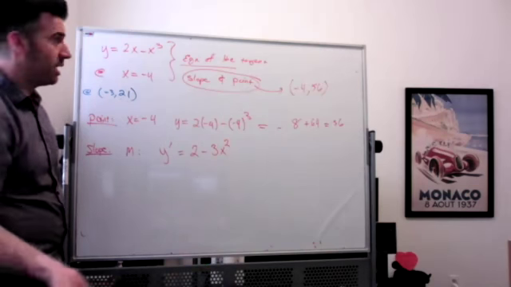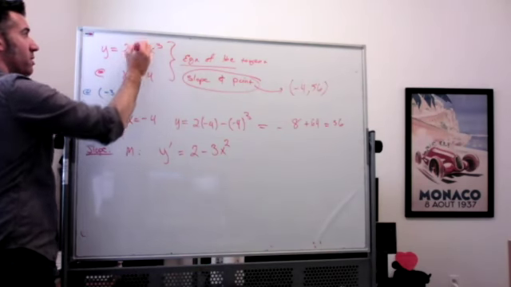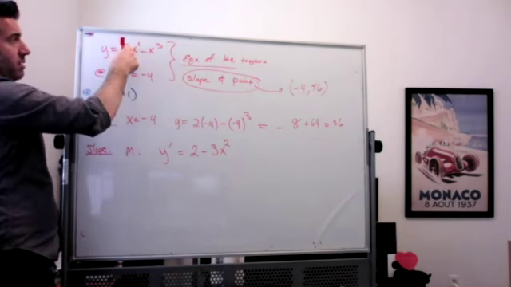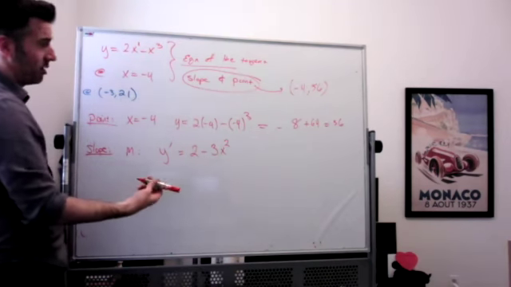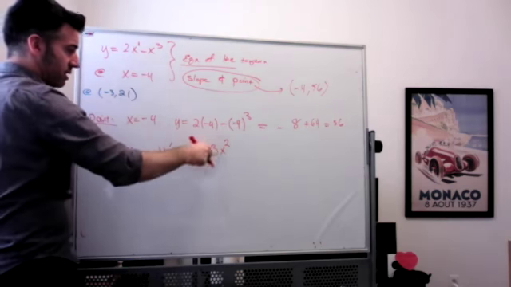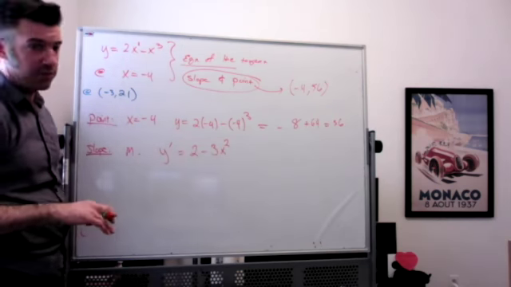Right, in each instance, I'm bringing down the power. So I'm getting 2 times 1 times x to the 1 less power, which is 0. I'm not writing x to the 0 here. The derivative of x cubed is 3 times x to the 1 less power, 3x squared.